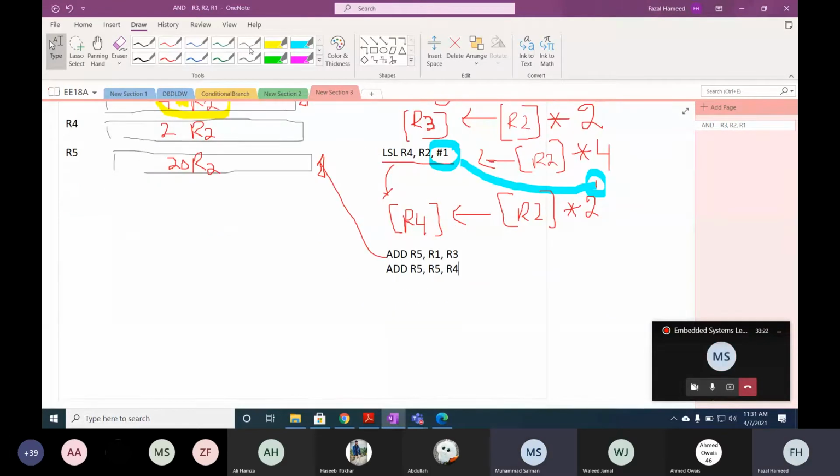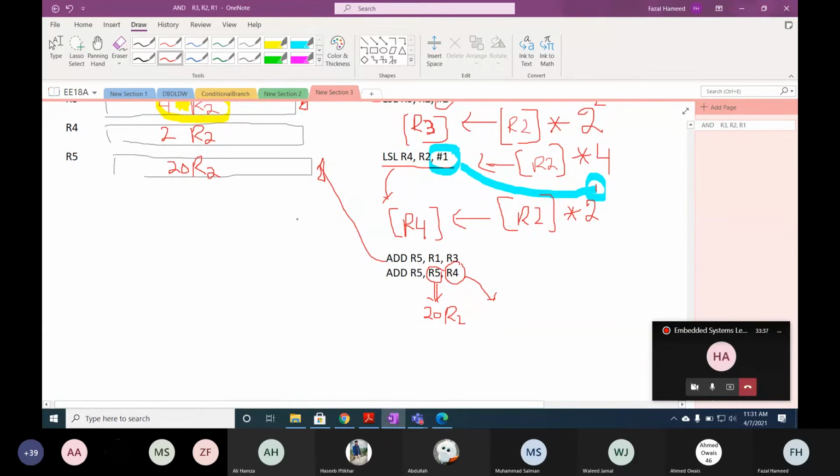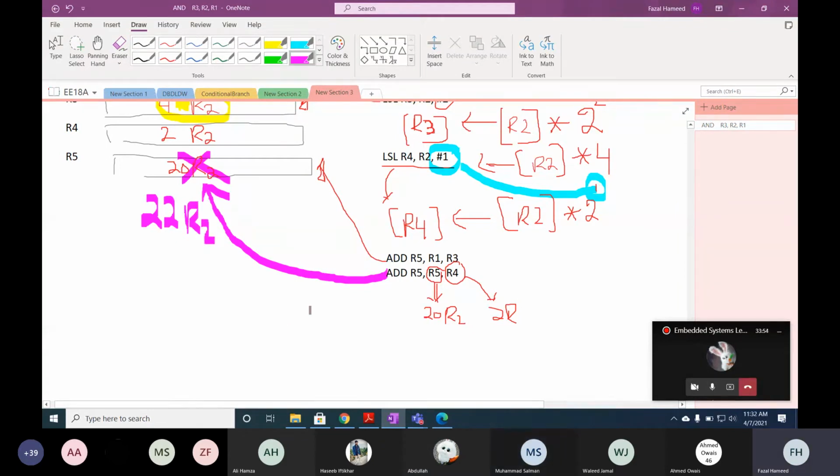So at this point, what is the contents of R5? 22 R2, sir. And what is the contents of R4? 2 R2. So now what will be the new contents? 22 R2. So this will be overwritten and the new value will be 22 R2. But now we want to have a value of 23 R2. So how can we do this?